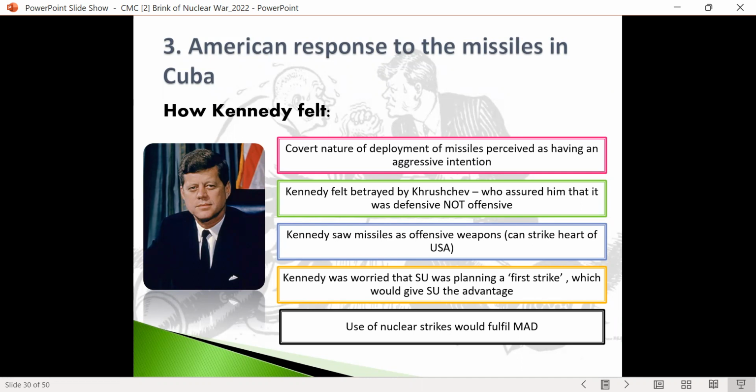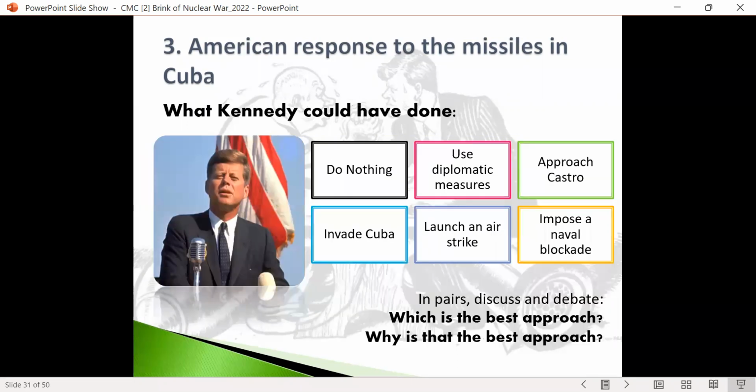Kennedy as well felt very betrayed by Khrushchev, who said it was defensive, not offensive. But who's going to believe him? He is literally the enemy. And the missiles are offensive weapons, and Kennedy was worried that the Soviet Union was planning a first strike, which would give the Soviet Union the advantage. And the use of nuclear missiles will fulfill MAD, what we call mutually assured destruction.